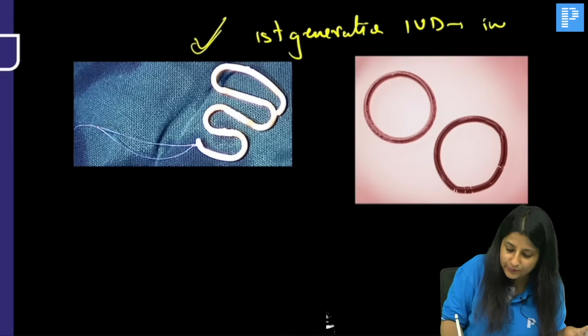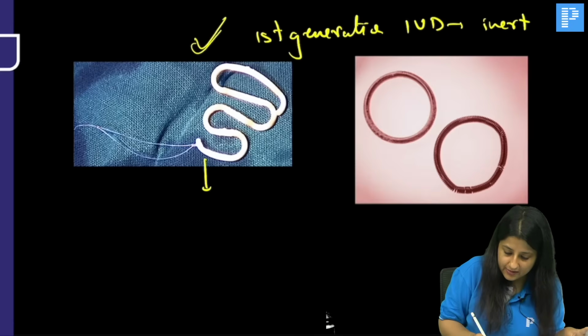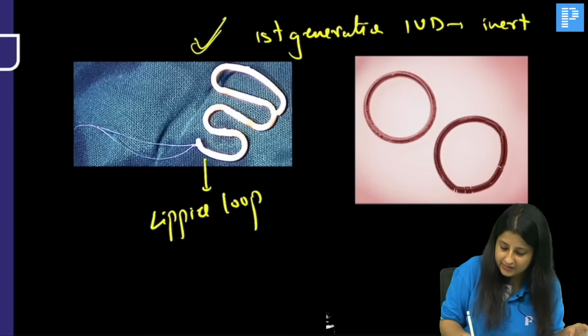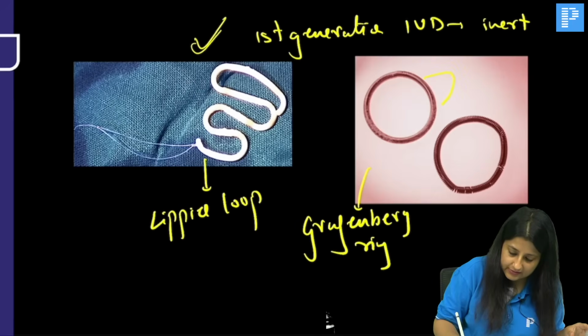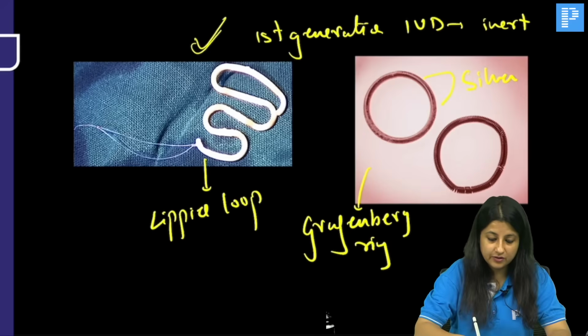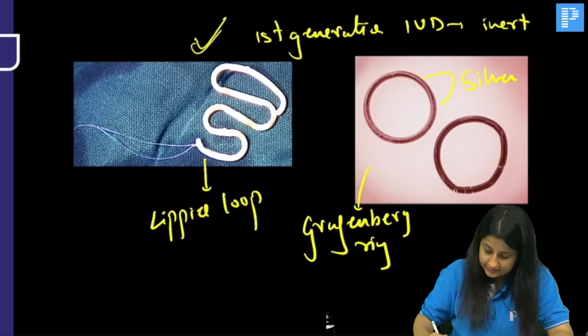Alright, this is completely inert, guys. ये है तुम्हारा Lippes loop. It's a Lippes loop. And first generation, another one which could be asked is a Grafenberg ring. This ring has a coat of silver, guys. ठीक है, इसमें ring silver. Silver inflammation कम करता है. Alright, so this is first generation.